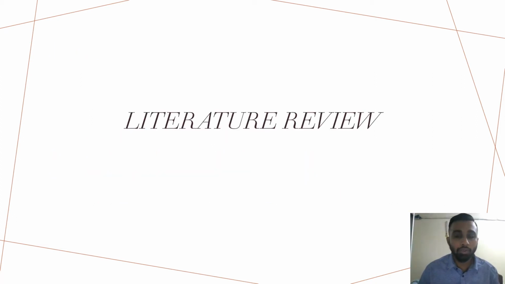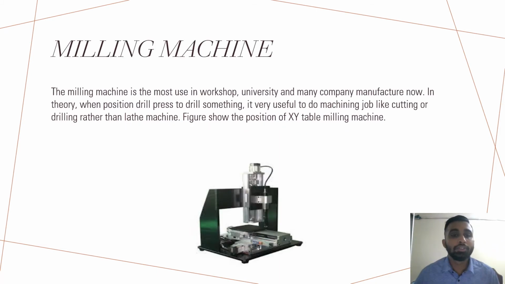So now let's look into the literature review of this project. Number one is the milling machine. The milling machine is the most used in workshops, universities and many manufacturing companies now. In theory, compared to a drill press, it is very useful for machining jobs like cutting or drilling, rather than a lathe machine. This figure shows the position of the XY table milling machine.